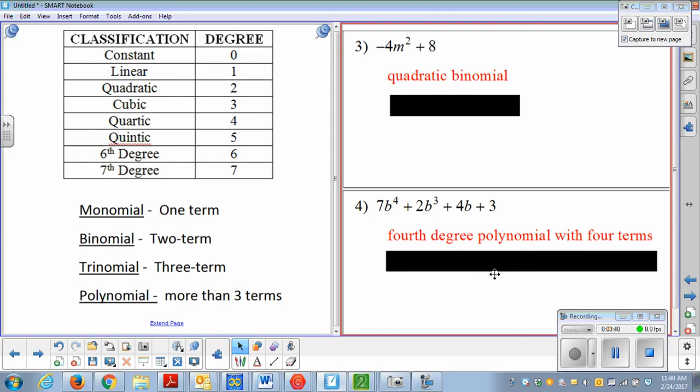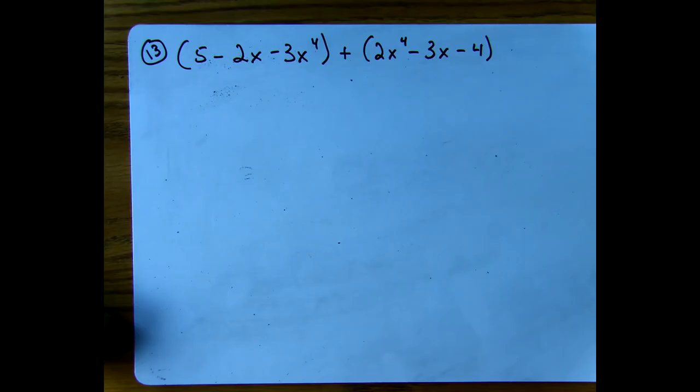Okay. Now, that's how you name a polynomial. Next, I'm going to show you how to add and subtract polynomials. Okay, we're going to continue our lessons on polynomials. First, we learned how to name the polynomials. Now, I'm going to show you how to add and subtract.